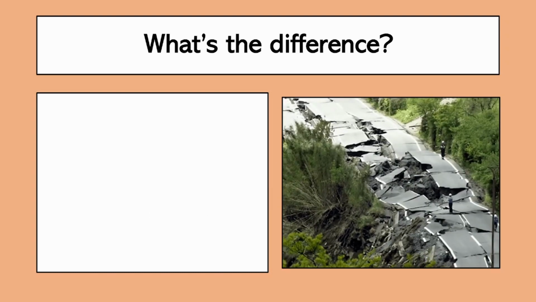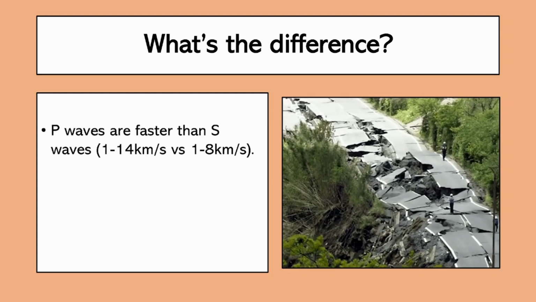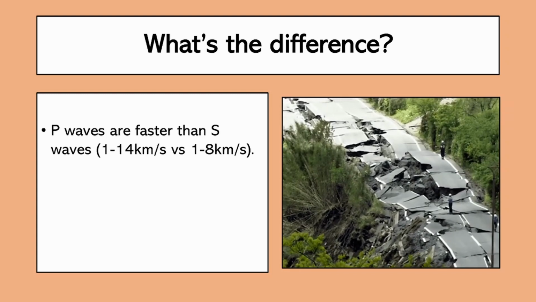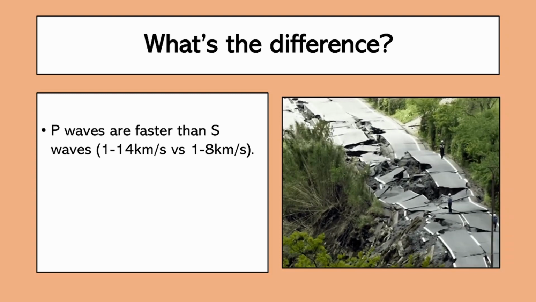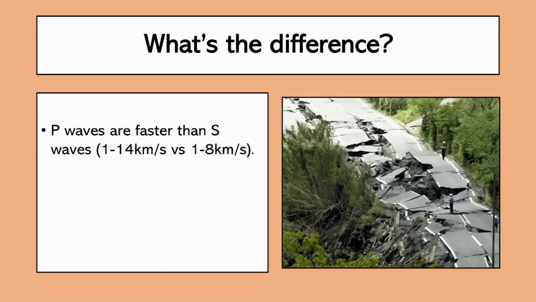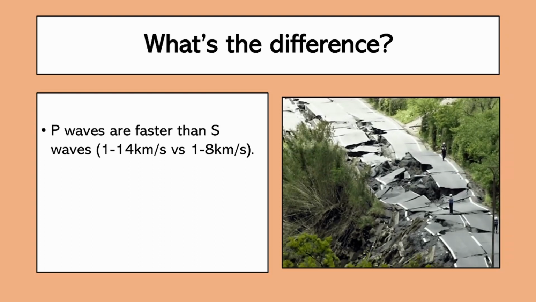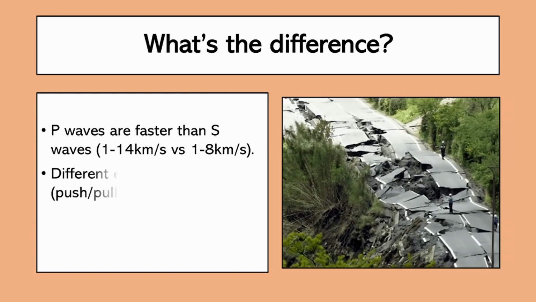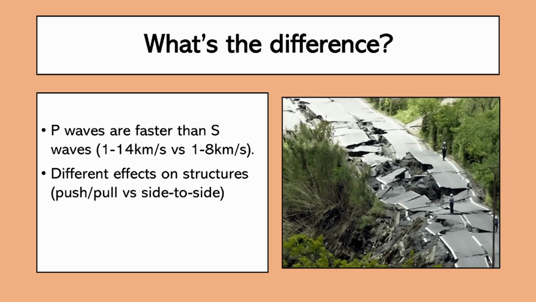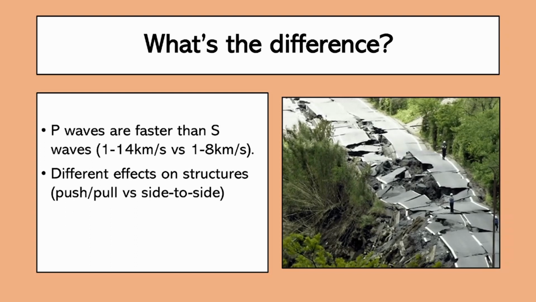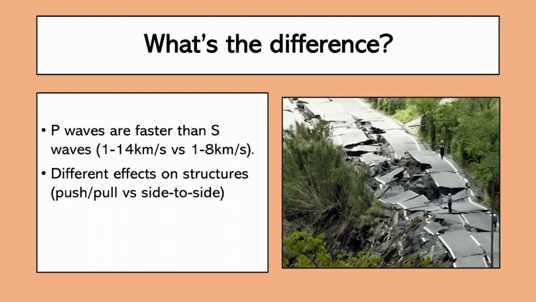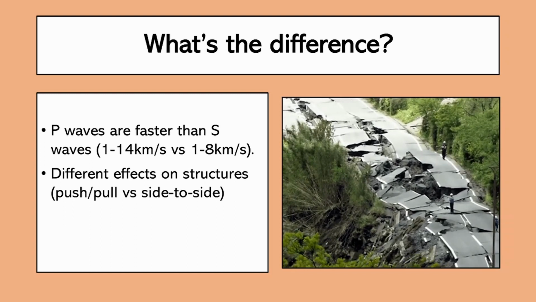So what's the difference between these two? P waves are faster than S waves, so that's why they get there first. They tend to go between 1 and 14 kilometers per second, so not per hour, we're talking per second, which is pretty insane if you think about it. So the P waves are going to get there first, and then the S waves are going to get there second. Now, they have different effects. The P waves are going to give you that push-pull, so they're going to push structures up and down, as opposed to S waves, which are going to push them side to side and be a lot more destructive.